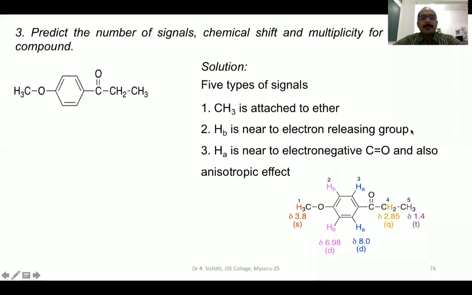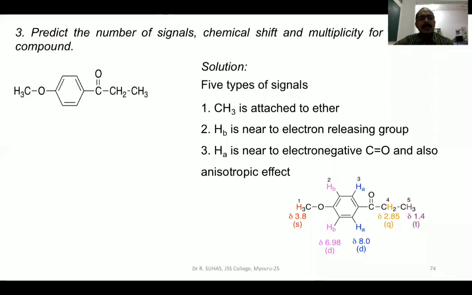The next problem: predict the number of signals, chemical shift, and multiplicity for the following compound. This is the compound that they have given here. Now we have to see how many signals we are going to get. That means how many different types of protons are present in this molecule. We will start counting. This is methoxy. This is one type. And you will blindly say that there are 4 protons, all 4 protons are aromatic, so only one signal.